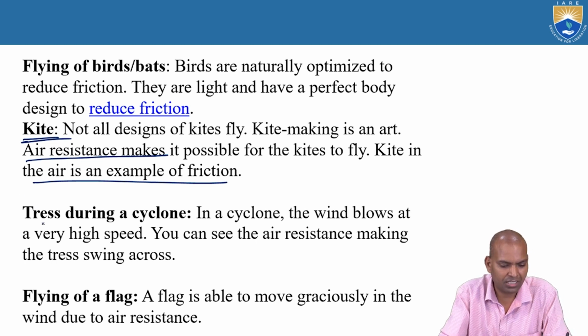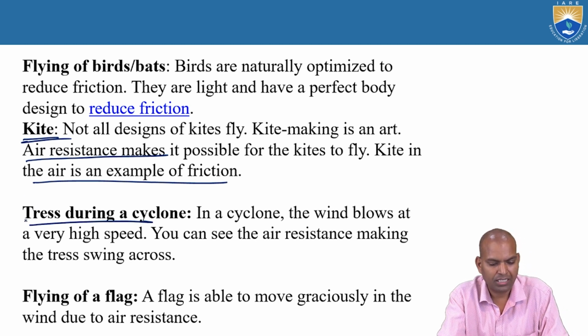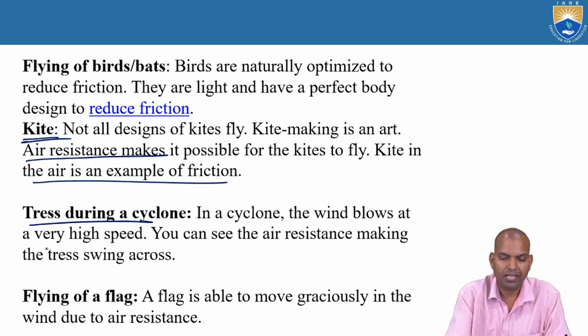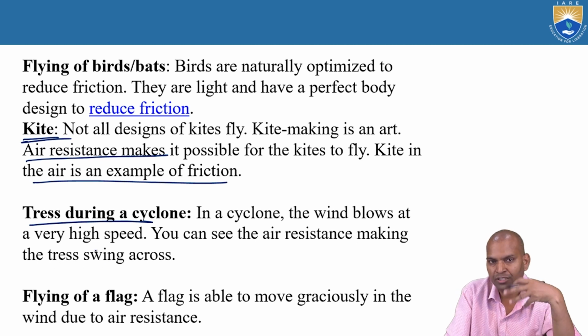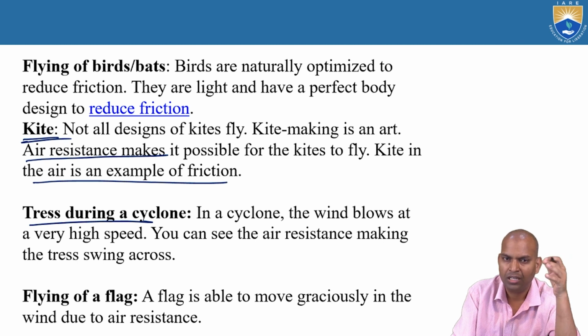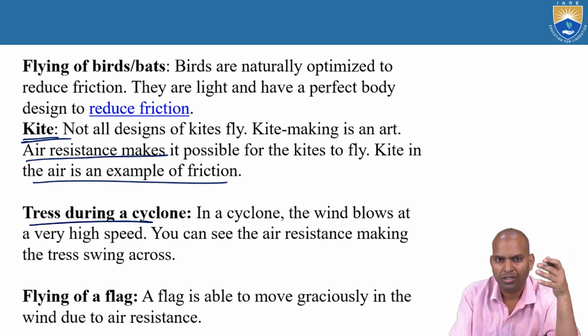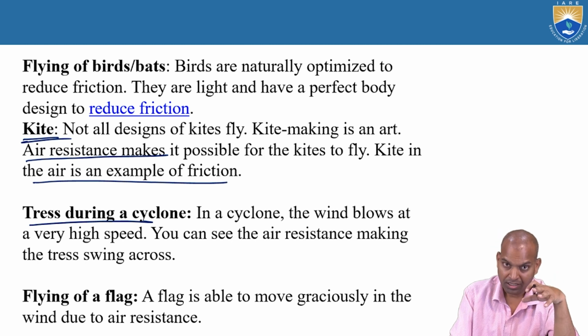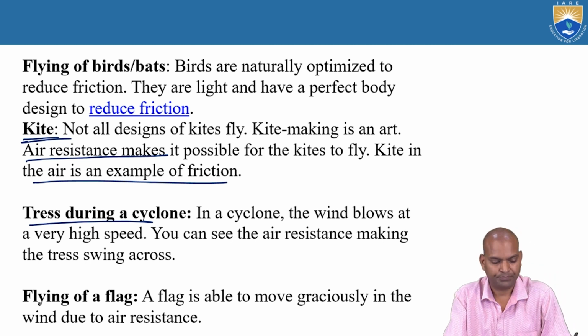The next is the truss during a cyclone. In a cyclone, the wind blows at a very high speed, so you can see the air resistance making the truss swing across. The wind blowing during a cyclone can cut off trees, branches of trees, and electricity poles. Many disasters take place because of the blowing of the wind. It is due to air friction.